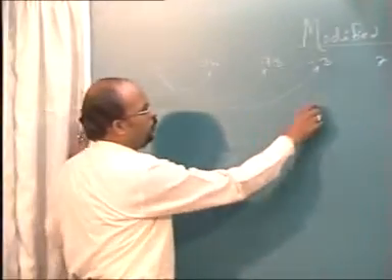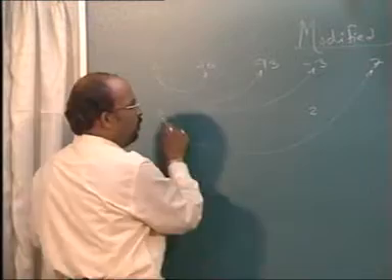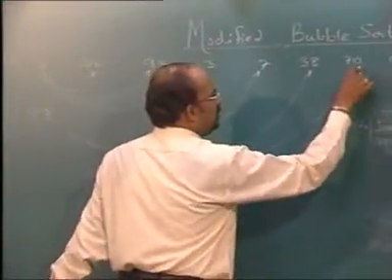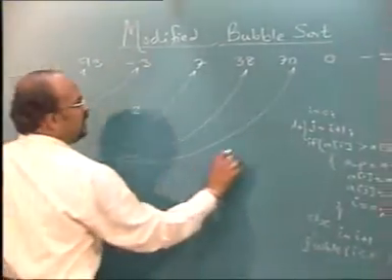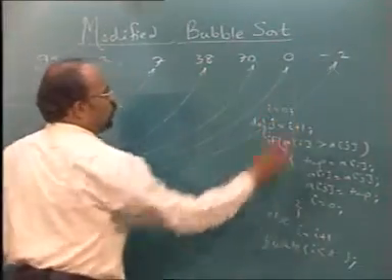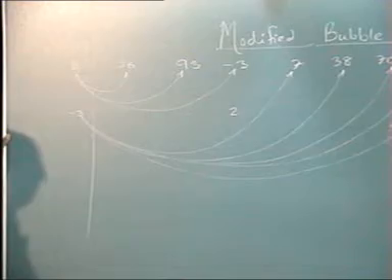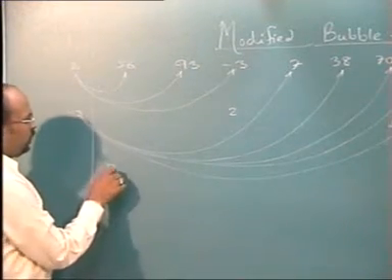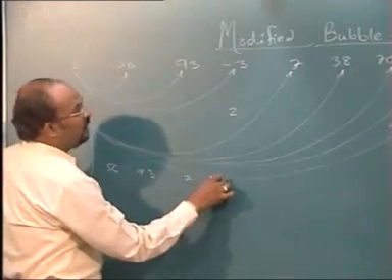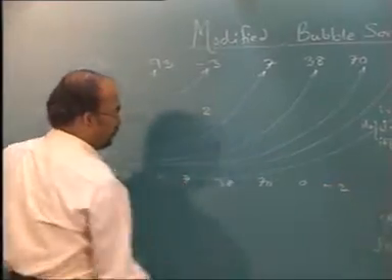You have got 2 here. Then -3 less than 7, true; -3 less than 38, true; -3 less than 70, true; -3 less than 0, true; -3 less than -2, true. -3 gets fixed up. Now the new set that we have is 56, 93, 2, 7, 38, 70, 0, -2.